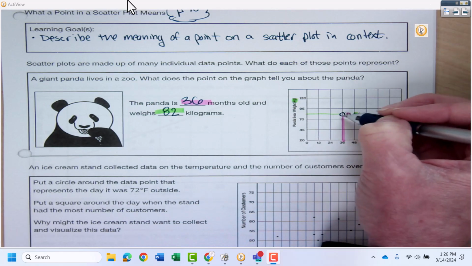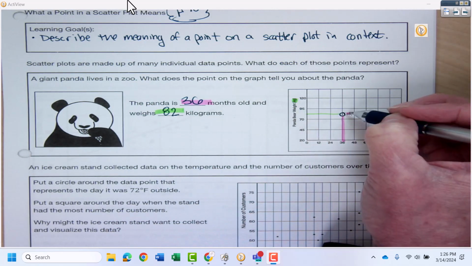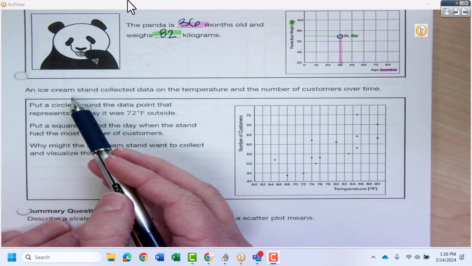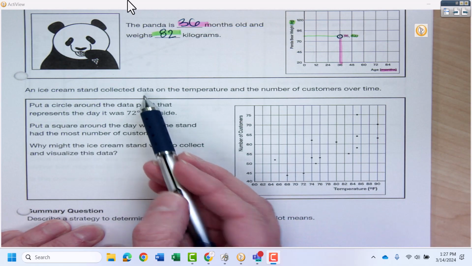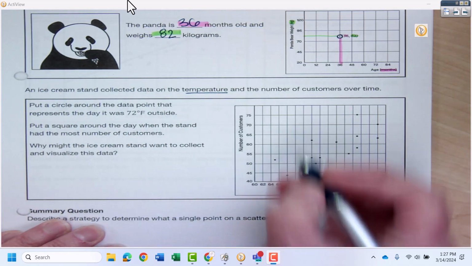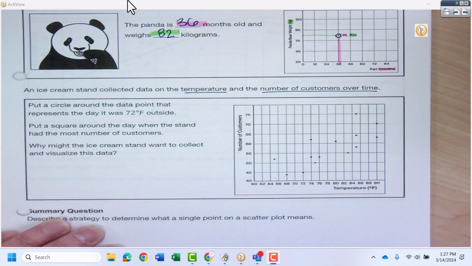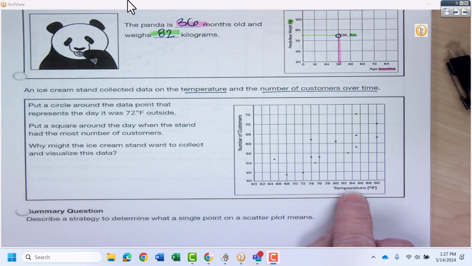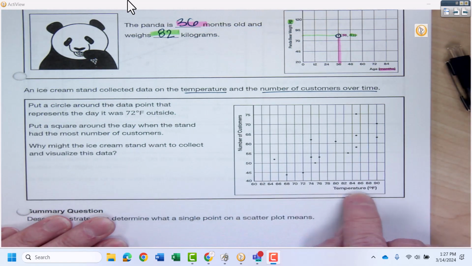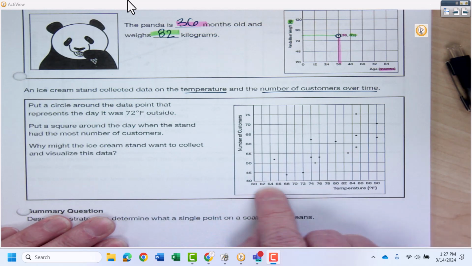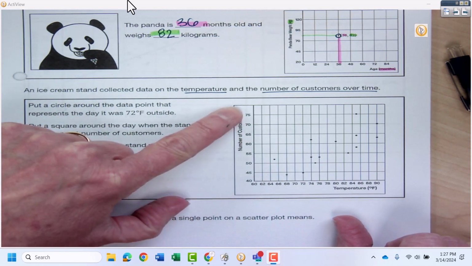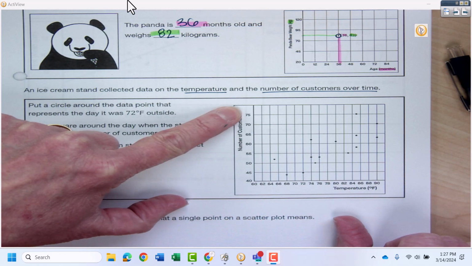Now here we were just looking at one point to understand what each of the numbers in the coordinate meant. But in a scatter plot, there's usually lots of points. So let's take an example of that. In this example, we have an ice cream stand, and it collected data on two things, the temperature and the number of customers over time. So let's read what this has to say. I'm going to start with the labels. The x-axis is measuring the temperature, so all of these values go from the least temperature to the greatest. And the y-axis represents how many customers we had, again going from the least to the greatest.